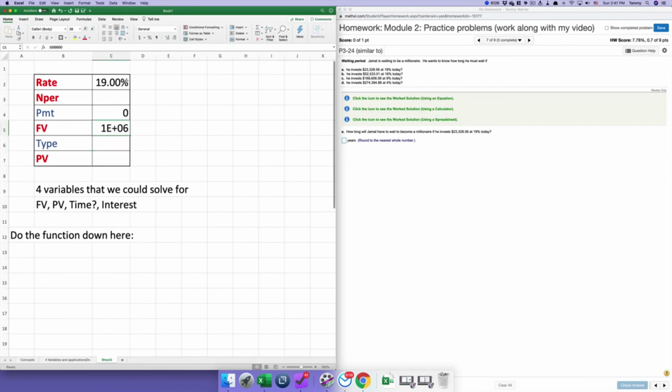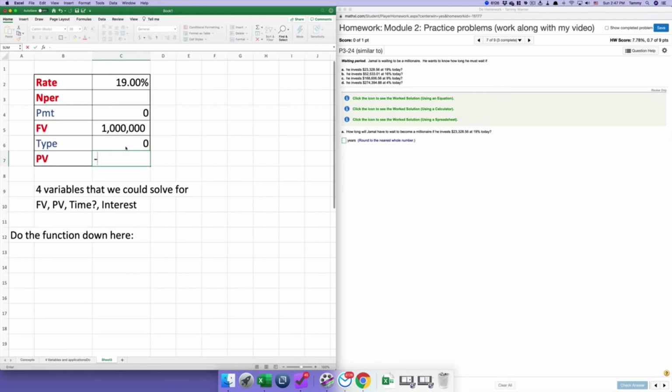Sometimes when that comes up, it just means that you don't have enough room in your column. What that means is 1 raised to the exponent of 6, which is, I believe, $1 million. Let's just double check the commas, make sure I have it right. Yep. The type is 0. And then the present value is, again, if we want a positive future value, we have to have a negative present value. So our investment now is 23,328.56.